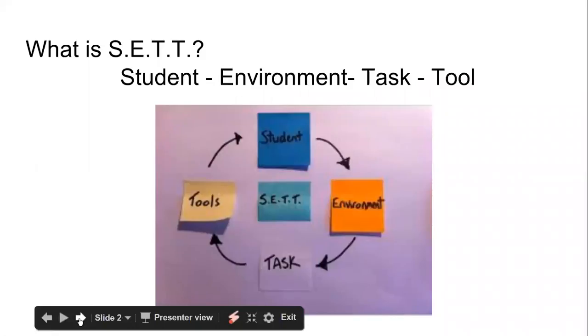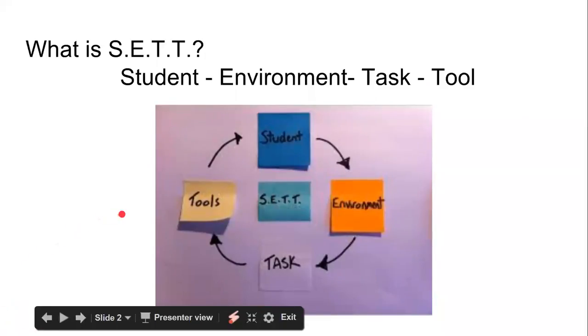What is the SETT framework? What does SETT stand for? SETT stands for Student, Environment, Task, and Tool. It is a framework that was developed by Joy Zabala, and it was designed to help teams collaborate with the AT process.